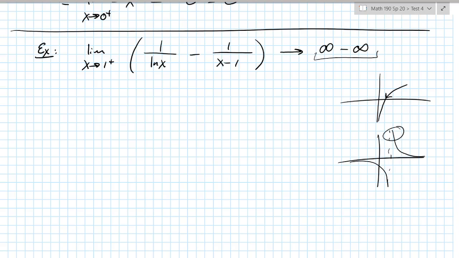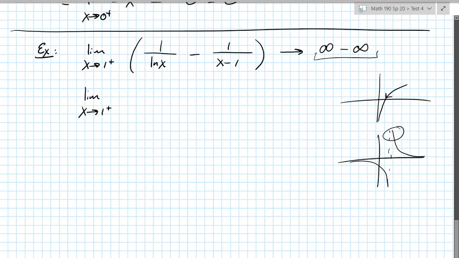So a typical strategy when dealing with indeterminate forms of infinity minus infinity is to combine the two terms together somehow. And in this case, since we're dealing with fractions, a good idea would be to get a common denominator and combine the fractions together. So the common denominator is ln of x times x minus 1.